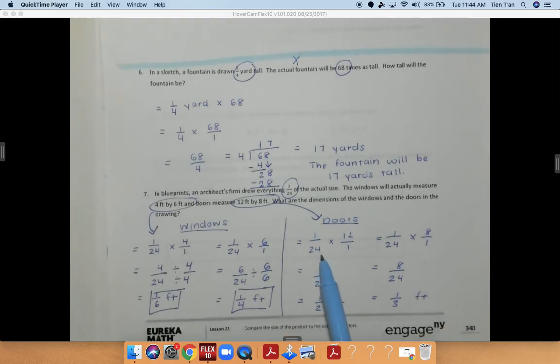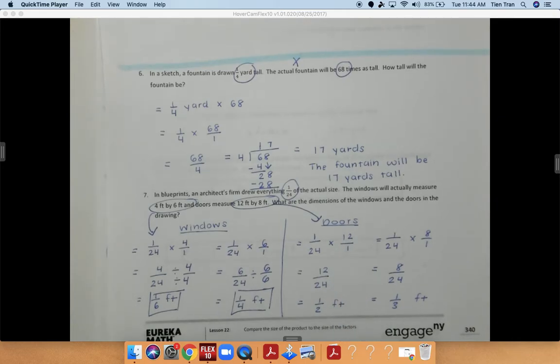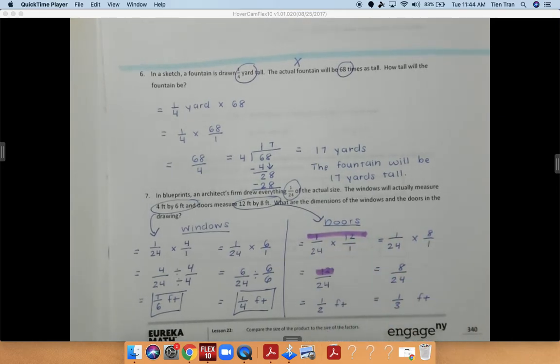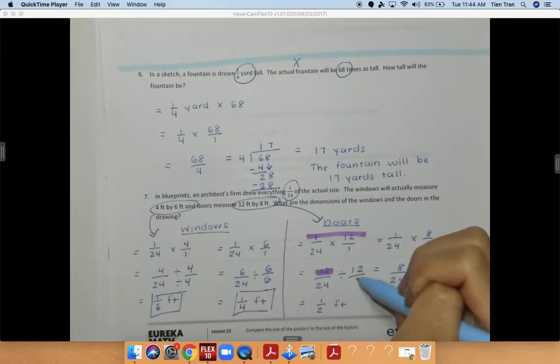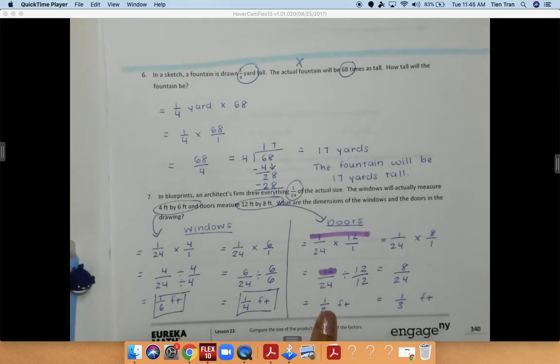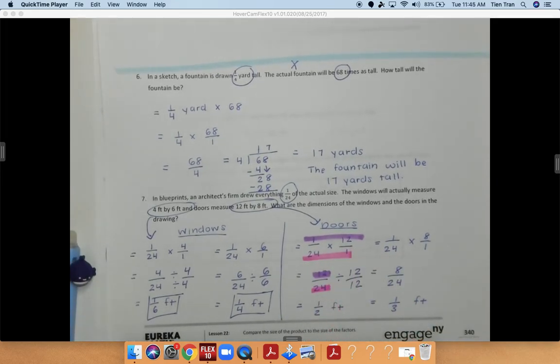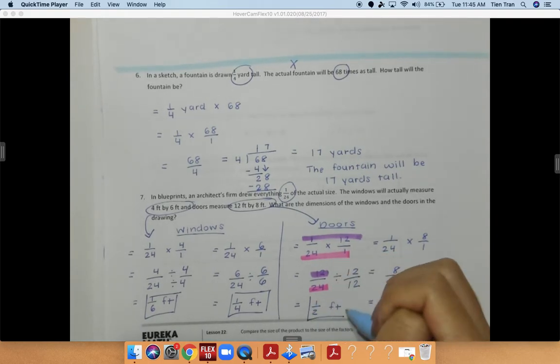So you have 1/24 times 12, and I'm multiplying 1 times 12 is 12. Maybe highlighting will help you. 1 times 12 is 12. And I'm going to divide the top and bottom number by 12/12, which is going to give me 1/2. So 24 times 1 is equal to 24, and your final answer is 1/2 feet.